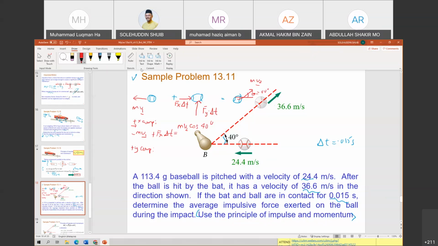And then for the y component, we don't have mv1 here, which is 0, plus Fy delta t equal to mv2 sine 40. And then from here you can solve. We have equation 1 and equation 2, you solve, you get Fx, and then you get Fy.